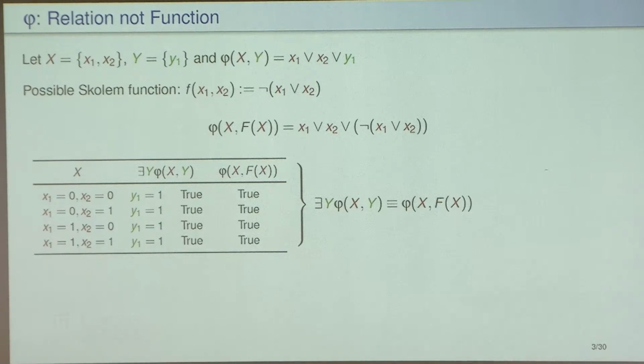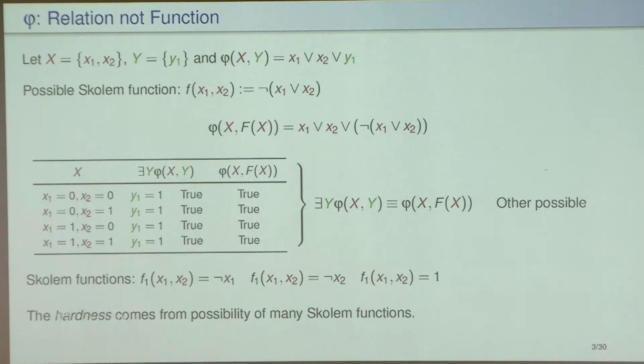But as I mentioned, for a given value of x1 and x2, there can be many possible evaluations of y, and that means there can be many possible Skolem functions. For example, not of x1 is also a correct Skolem function. Not of x2 is a correct Skolem function.